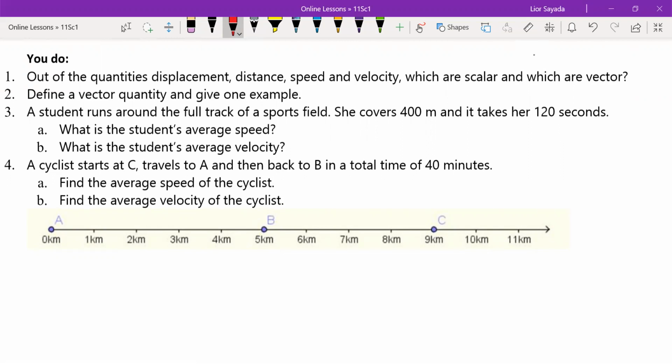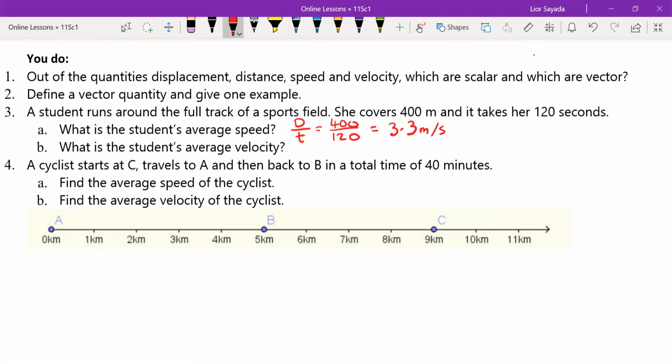Okay, so let's go through questions 3 and 4 for those who made any mistakes. So for average speed, we need distance divided by time. The distance covered altogether is 400 meters, and the time is 120 seconds. You can always use a calculator when you're doing physics. So 400 over 120 is 3.3 meters per second. I always leave at least one decimal place.